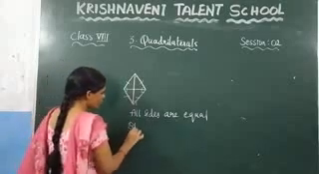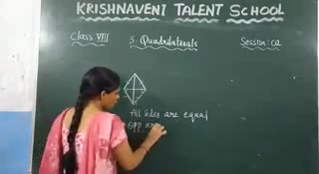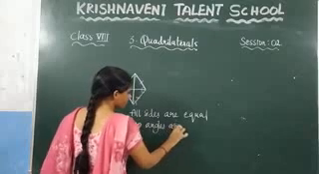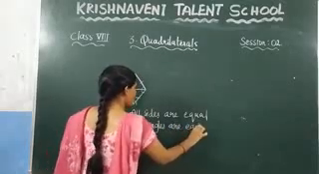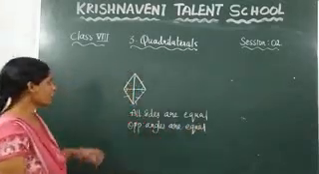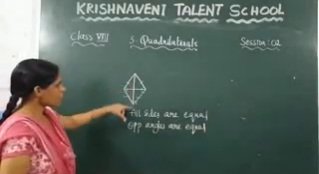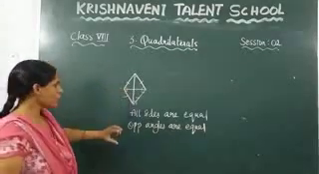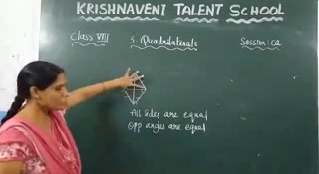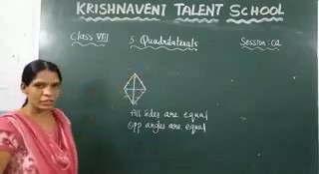So, what is the next property here? Opposite angles are equal. Now, what we can say about the diagonals? Clearly, you can observe here the diagonals are not equal in length, and the length of this diagonal is not equal to the length of this diagonal. By seeing itself, you can observe.